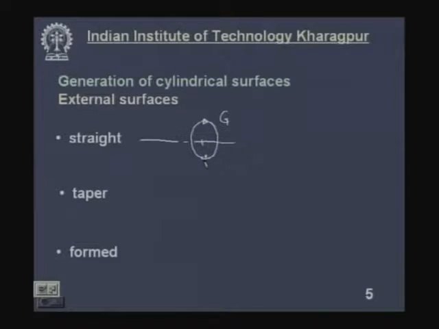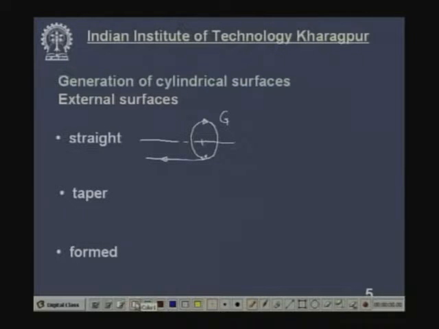Now, this ring will be traversed in a direction parallel to this axis, along this axis. What will happen? This ring is traveling in this direction. The surface that will be produced by this ring while traveling in this direction, which is called the directrix, will produce the cylindrical surface.